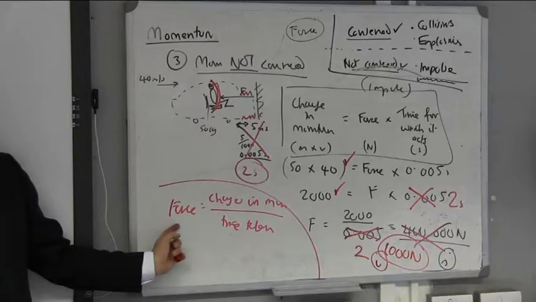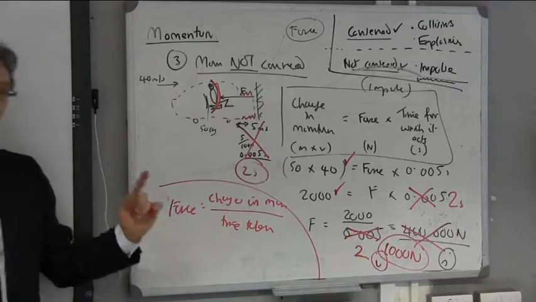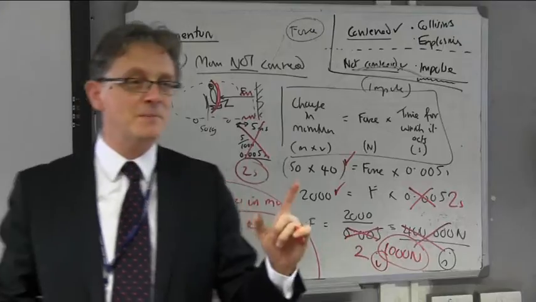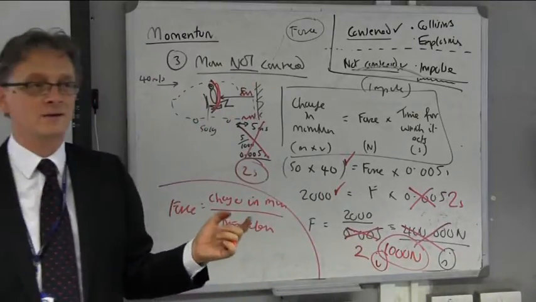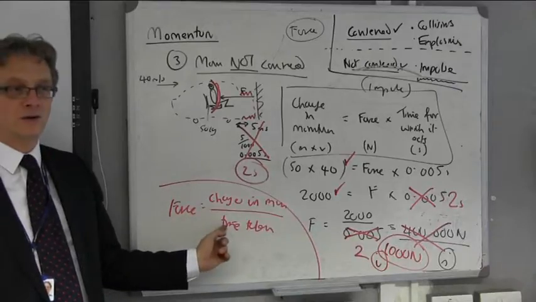What was the second mark for? That's it. So the full answer, many people got one. Many people got one because they said the time got longer. The time got longer and you were losing the same amount of momentum in a longer time.